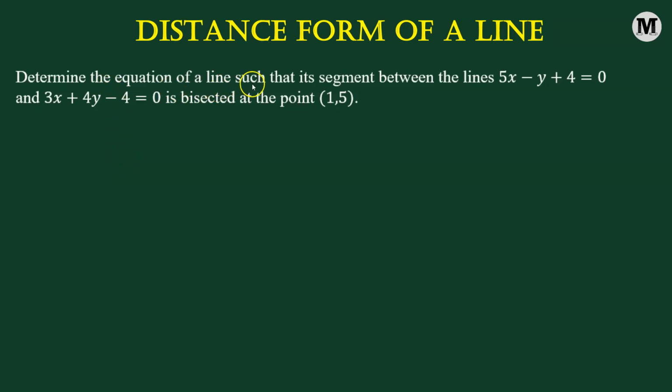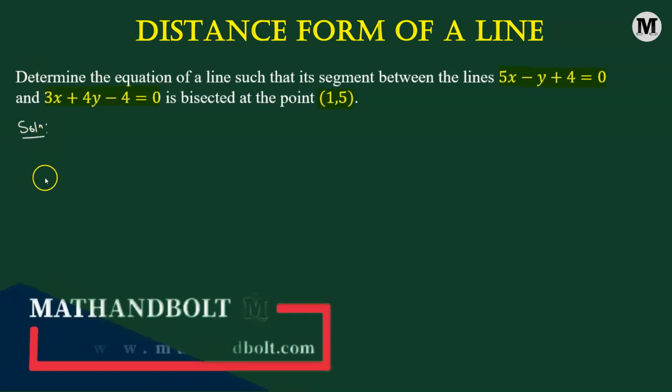Determine the equation of a line such that its segment between the lines 5x minus y plus 4 equals 0 and 3x plus 4y minus 4 equals 0 is bisected at the point (1, 5). Okay, so we'll first try to understand the problem graphically.